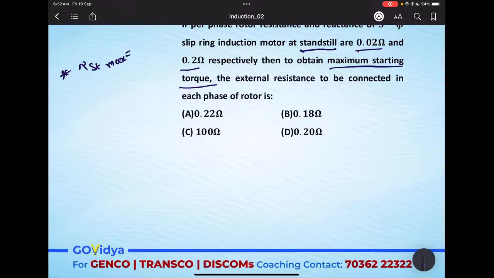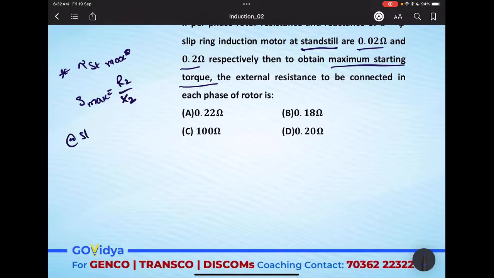The concept is about maximum starting torque. We know that slip at maximum torque can be given as R2 by X2. They are adding some external resistance so that it will reach maximum torque at the starting condition itself. At the time of starting, S is equal to 1. So 1 equals R2 plus Re by X2, as they inserted the external resistance Re during starting time.